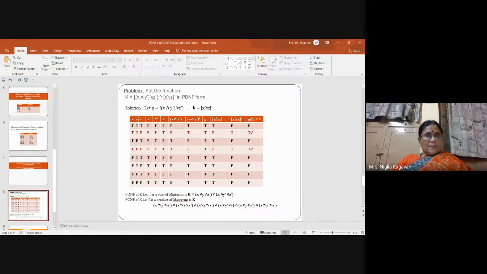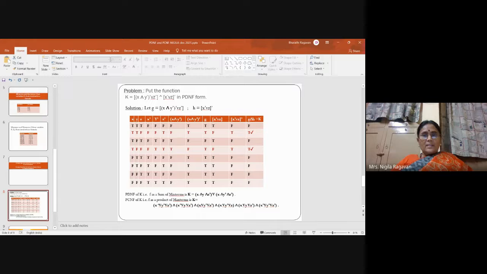Then pass on to the third row. In the third row, K gets the value F. The corresponding values of X, Y, Z are T, F, T. After negating T, F, T, we get F, T, F. What is the corresponding max term for F, T, F? X dash, cup, Y, cup, Z dash. Likewise, frame max terms for all the 6 rows, and then take the product. Product is intersection, cap of all these max terms.